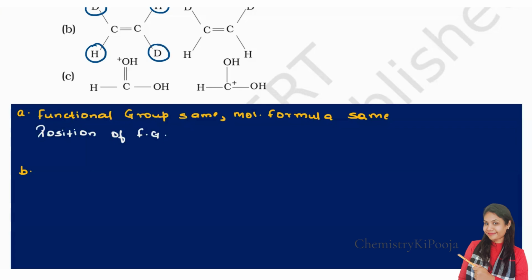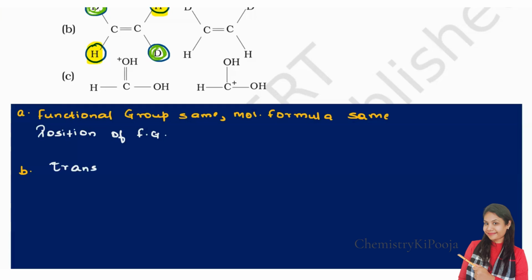If I carefully look, the hydrogens are present on the opposite sides of the double bond, yes or no? Whereas the deuterium is also present on the opposite sides. Since they are oppositely present, we call this one trans. The first structure is the trans isomer.